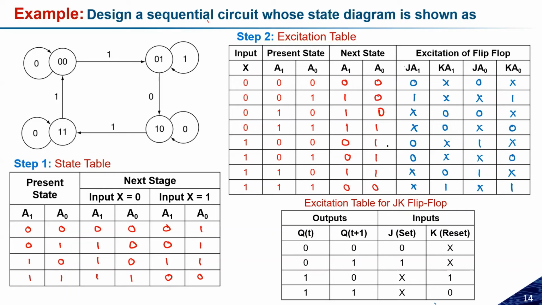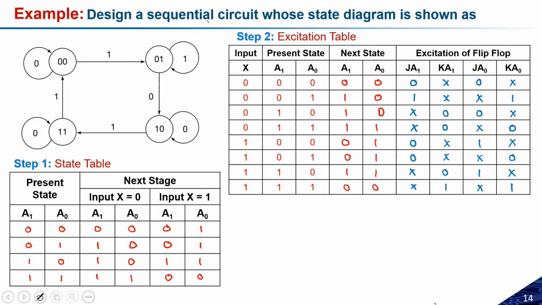Okay. Now, what is the next step? I will take 2 more minutes and I will finish it up, right? So once we are ready with this one, I need to write these functions like JA1, JA0.